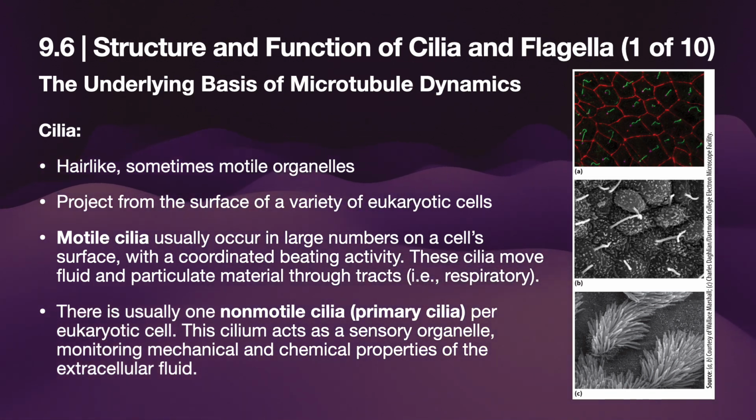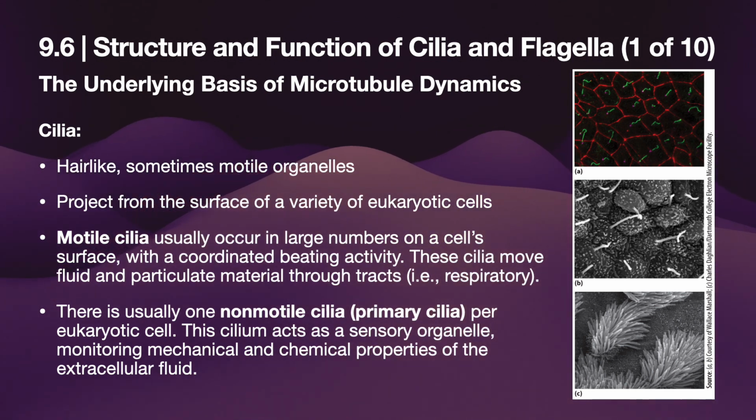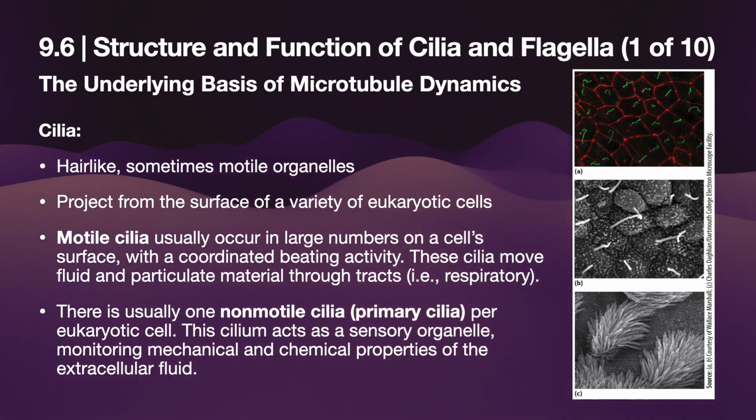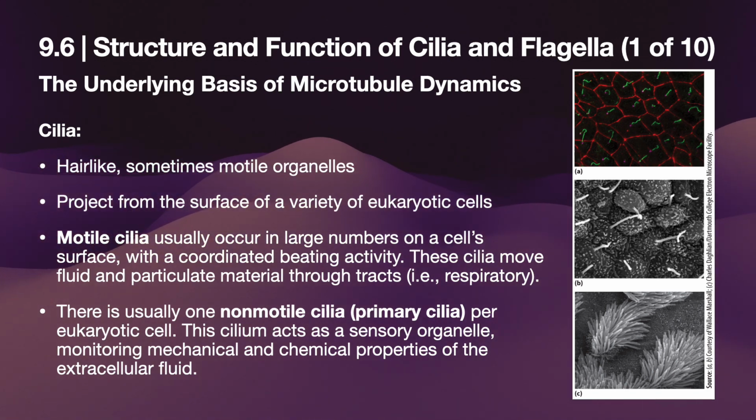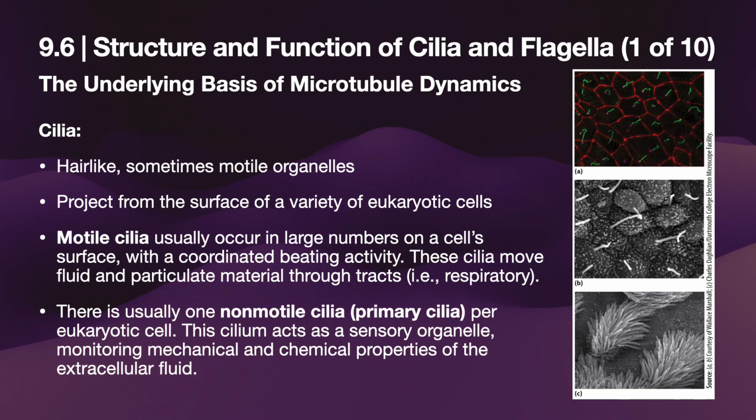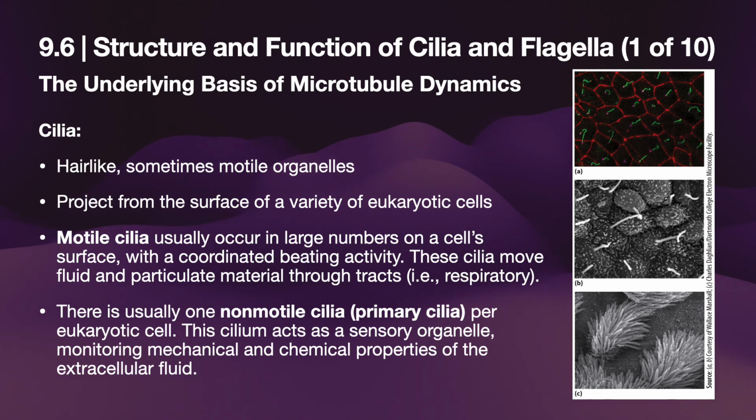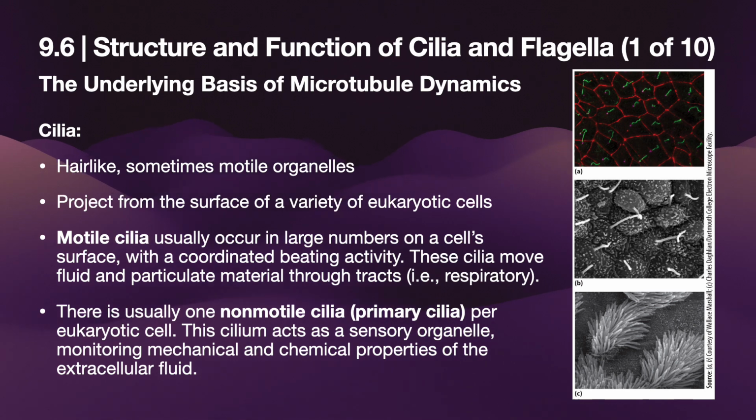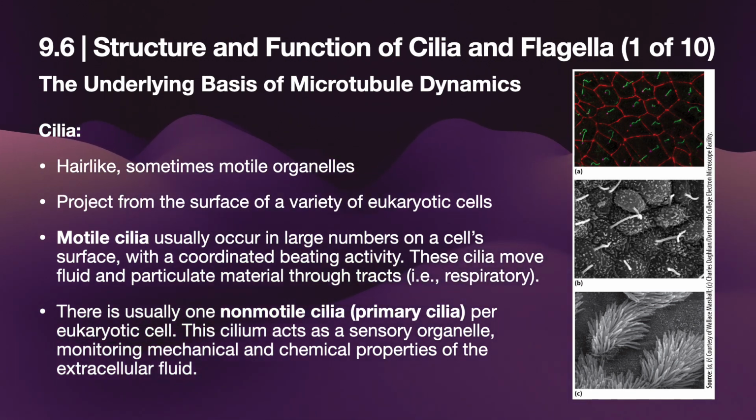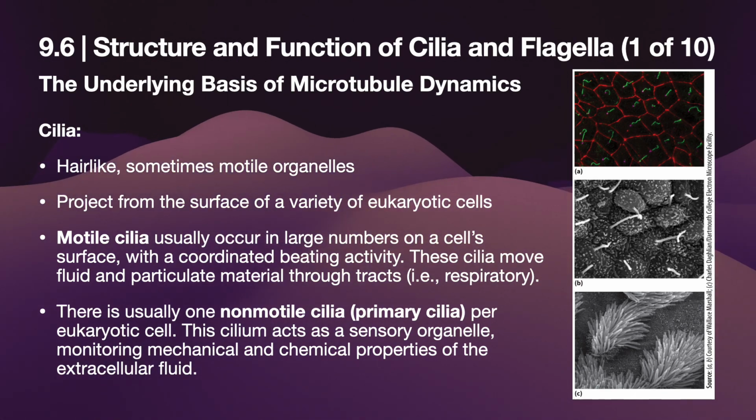There are also microtubules in the cilia and flagella, whose structure and function we will discuss. Cilia, for example, are hair-like, sometimes motile organelles. They project from the surface of a lot of eukaryotic cells. Motile cilia usually occur in large numbers on a cell surface with a coordinated beating activity. These cilia move fluid and particulate material through tracts, for example, in your respiratory tract. There's usually one non-motile cilium, a primary cilium, per eukaryotic cell. This cilium acts as a sensory organelle, monitoring mechanical and chemical properties of the extracellular fluid.